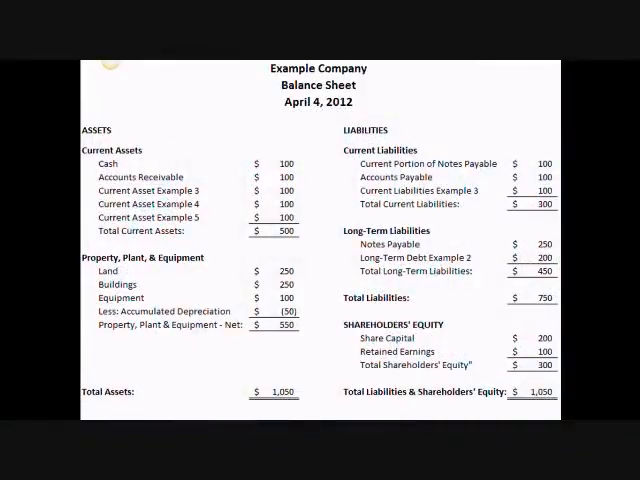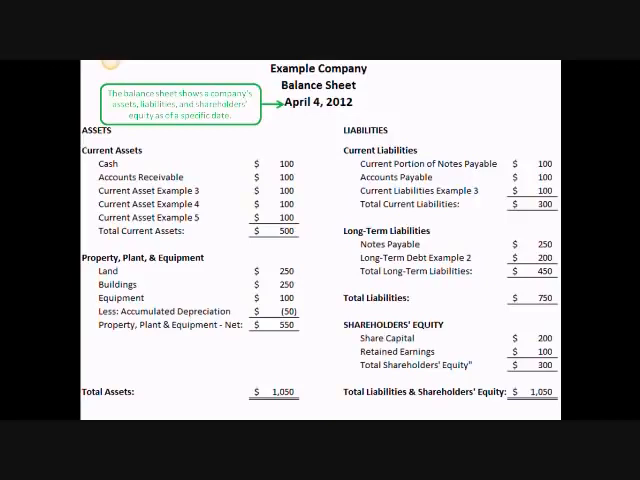The first financial statement that you'll need to know about is the balance sheet. The balance sheet shows a company's assets, liabilities, and shareholders' equity as of a specific date. Its assets are split into current assets, which include liquid assets such as cash and accounts receivable, and property, plant, and equipment, which are less liquid assets such as land, buildings, and obviously equipment.